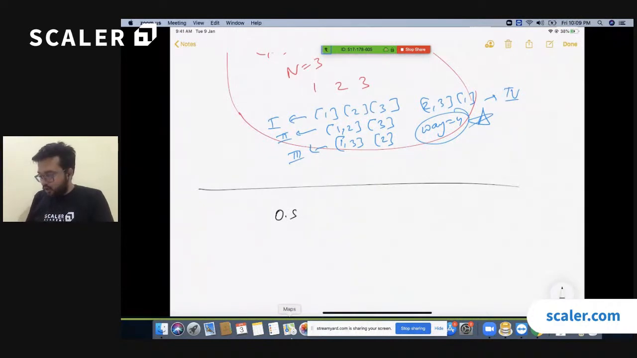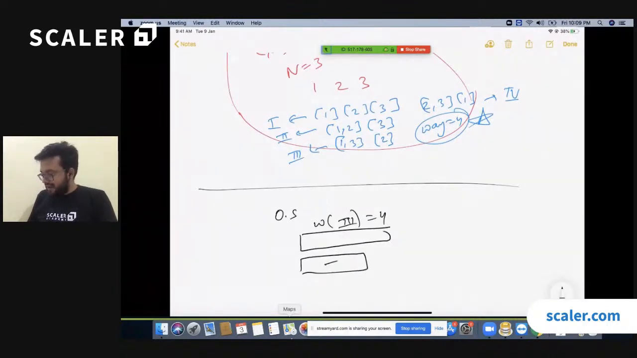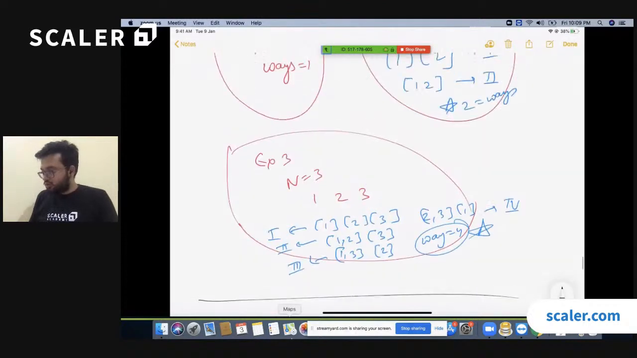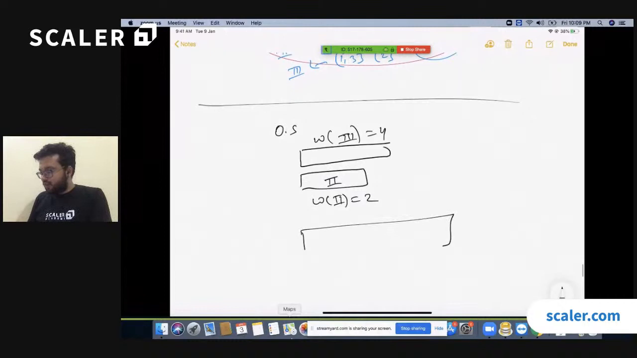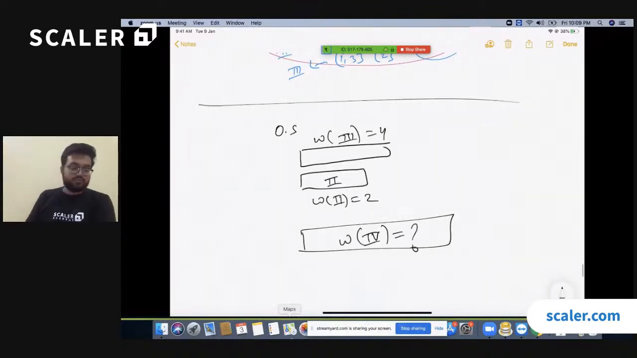Let's say you already know the number of ways 3 people can enjoy a party, which we already know is 4. And let's say we already know the number of ways in which 2 people can enjoy the party, which we already know is equal to 2. Now, if we know these, can I actually figure out the number of ways 4 people can enjoy the party? Let's try to see if I can figure that out.